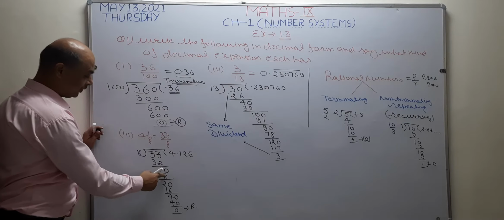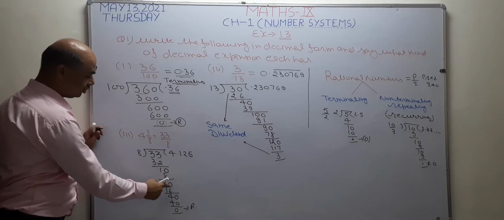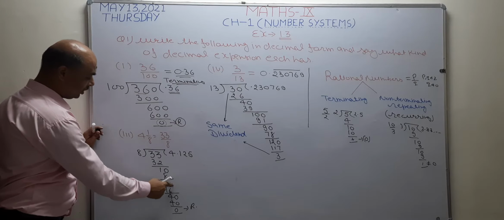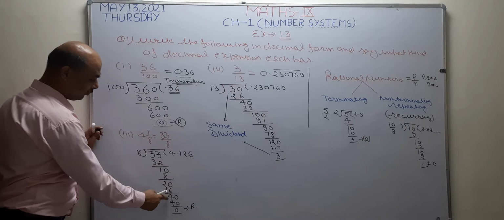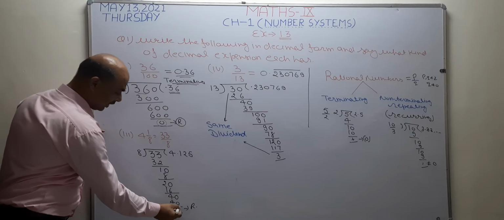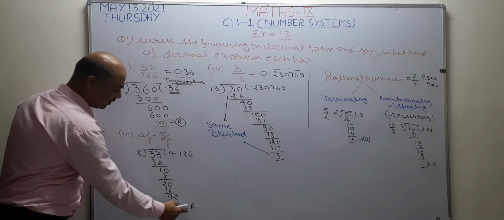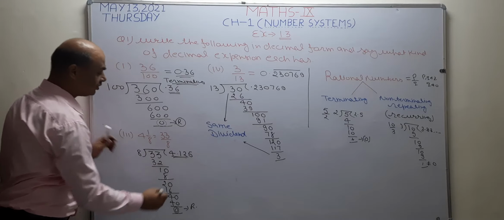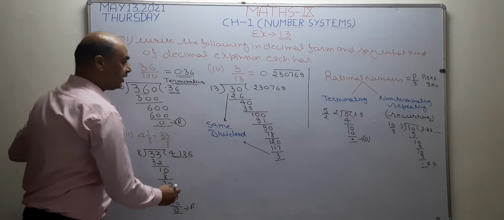8 1s are 8. What is left? 2. After decimal, 10 is allowed to take, so this becomes 20. Now 8 2s are 16. After that 4 is left. It becomes 40, and 8 5s are 40. Now again the remainder becomes 0. Since the remainder is 0, this decimal expansion is known as terminating decimal expansion.